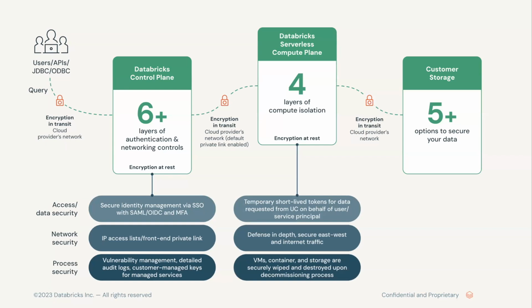As the query runs in the serverless compute plane, temporary short-lived tokens are requested from Unity Catalog, our data governance layer, after checking grants on behalf of the user or service principal making the request for data access down the line, so that only workloads with proper authorization have access to the needed data. The serverless compute that the workloads are running on is bound by defense in depth with secure east-west and internet traffic. The workloads themselves run on unprivileged containers.